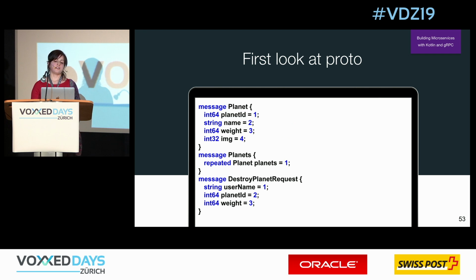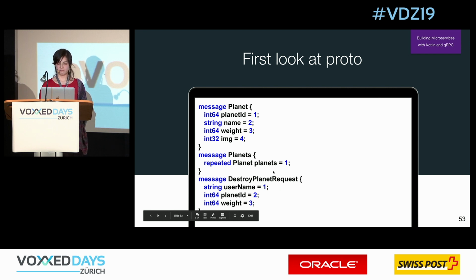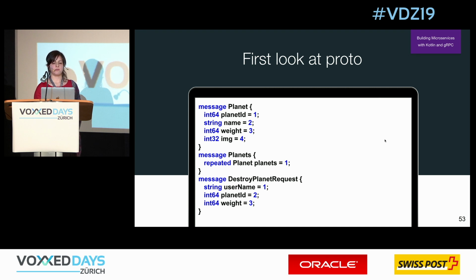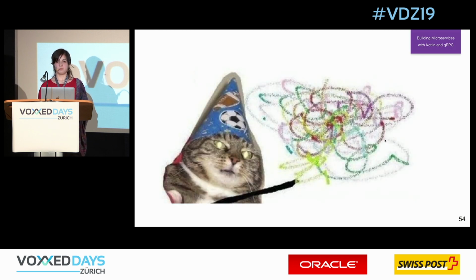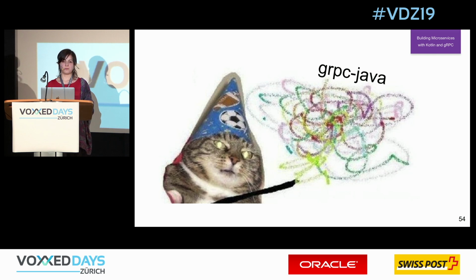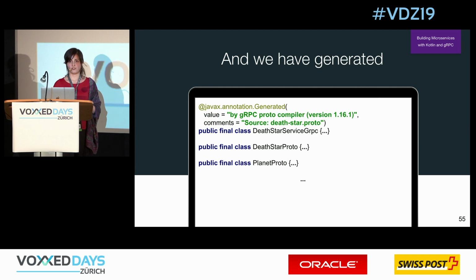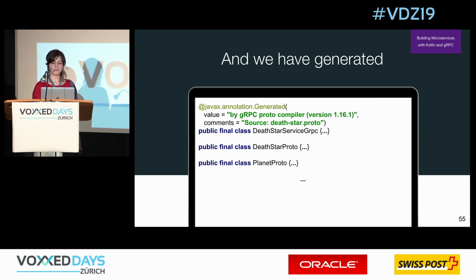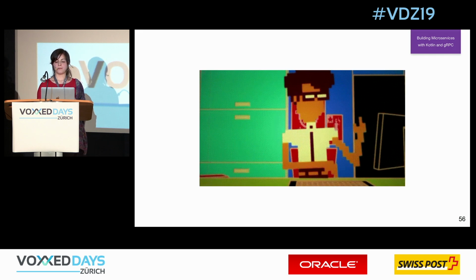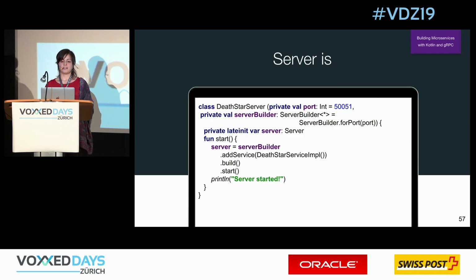And here you can see messages: what is a planet, what is a destroy request, and what is planets. Actually, it's not really interesting. The most interesting part is we are using some magic with gRPC Java, and we see these classes are generated. So Java classes are generated. We won't dig a lot into it because the code is not very pretty. So let's move ahead.